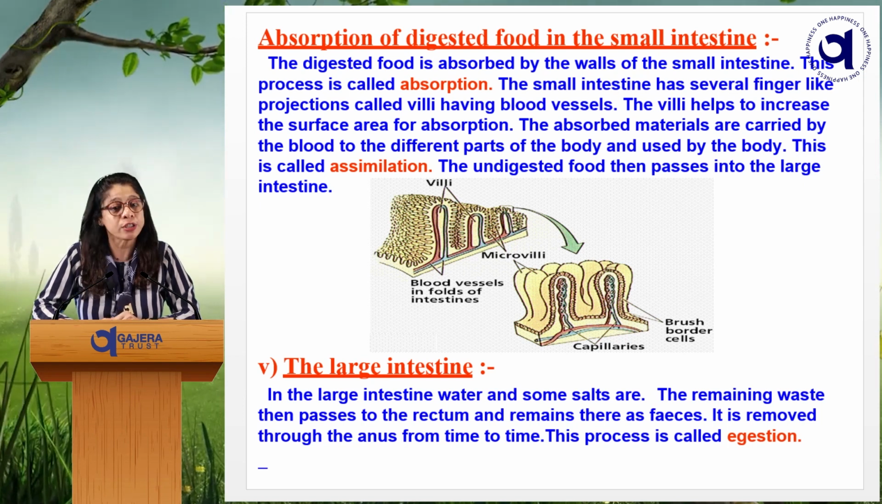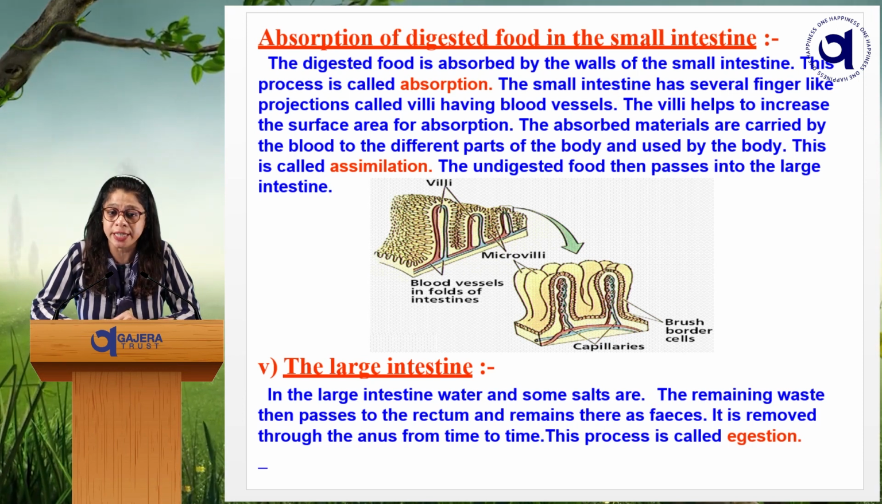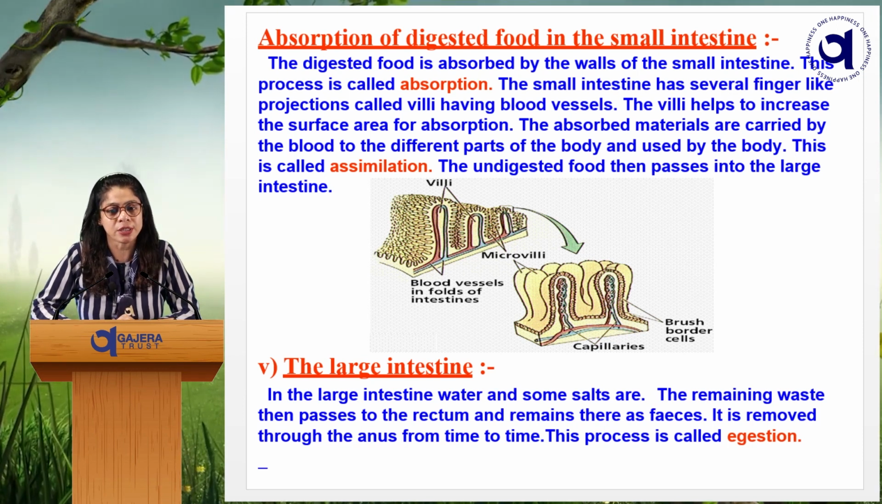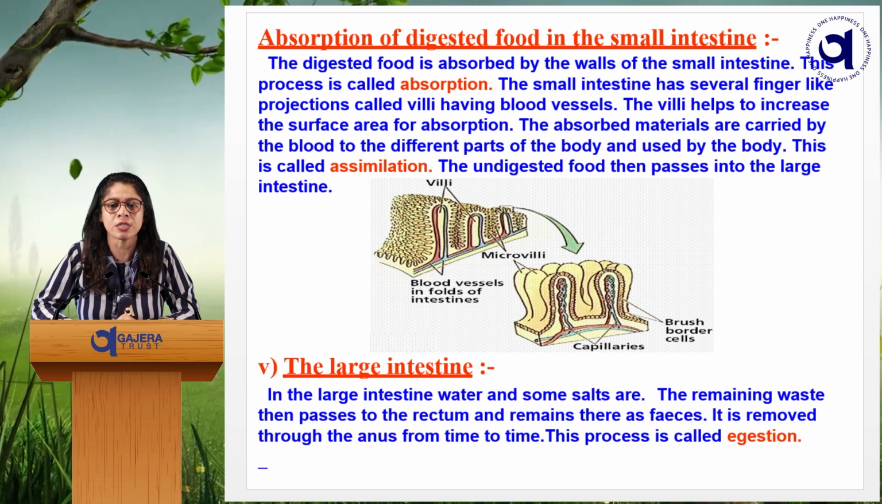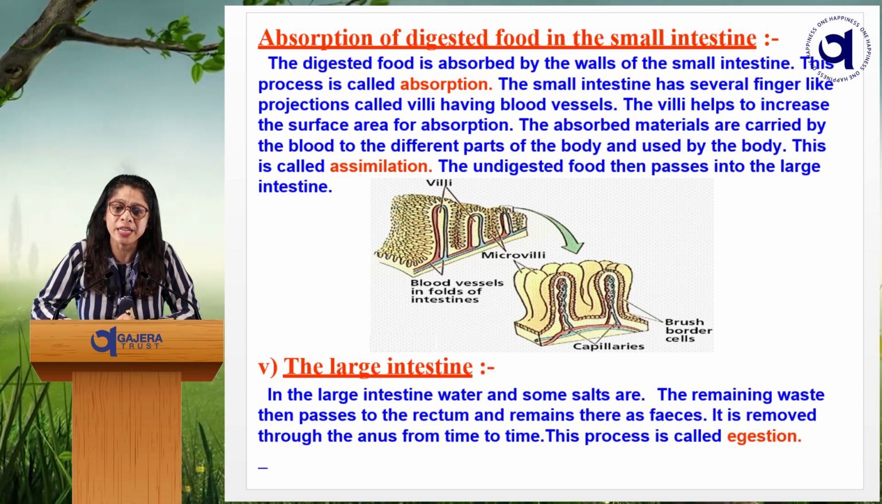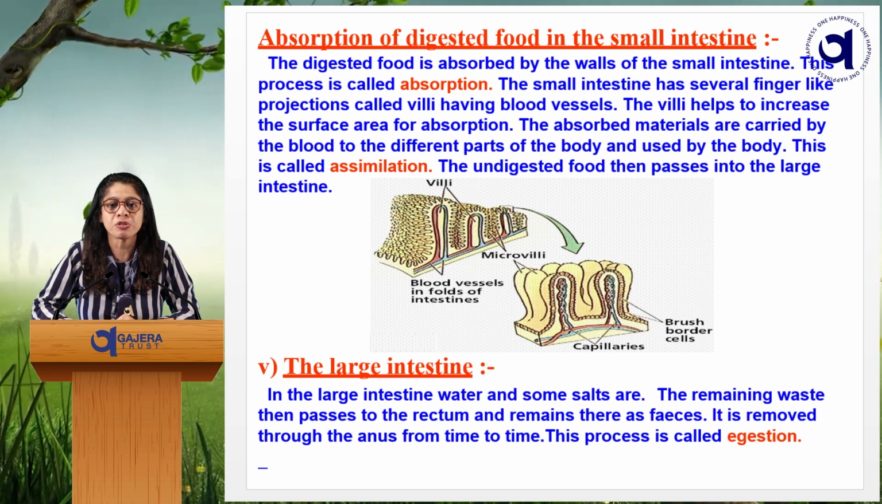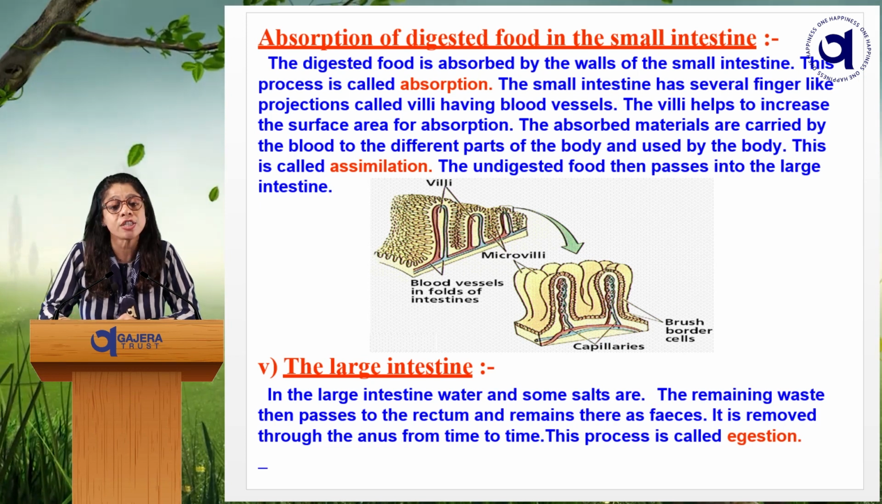Now come to the next topic, the large intestine. In the large intestine, water and some salts are absorbed. The remaining waste then passes to the rectum and remains there as feces. It is removed through the anus from time to time. This process is called egestion.